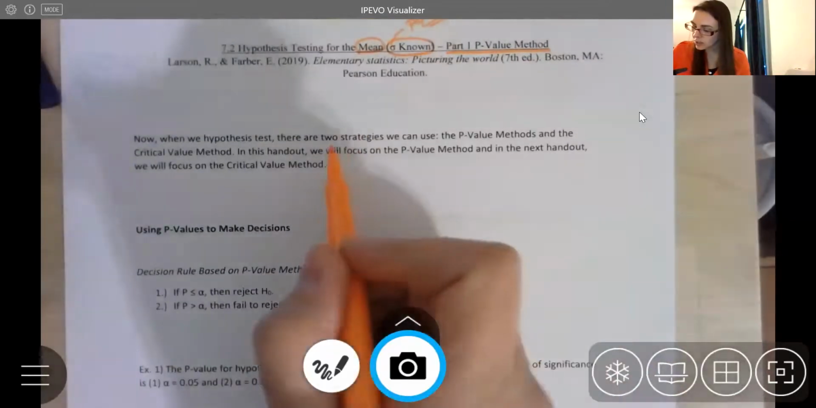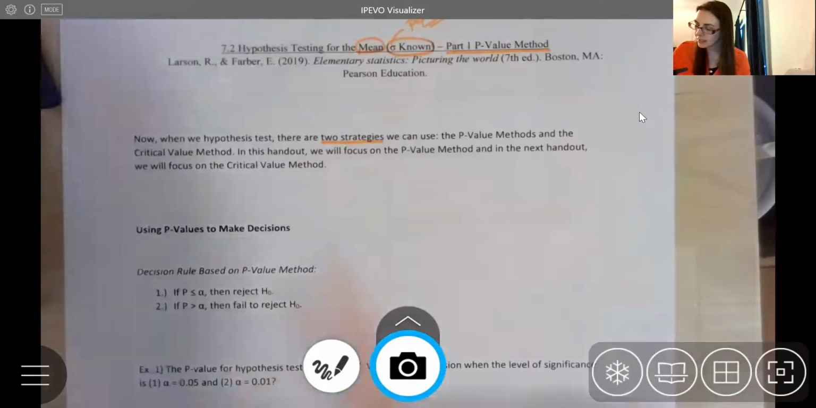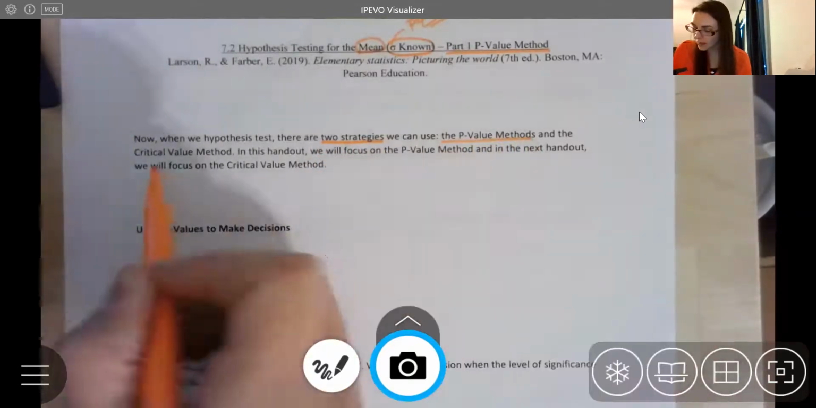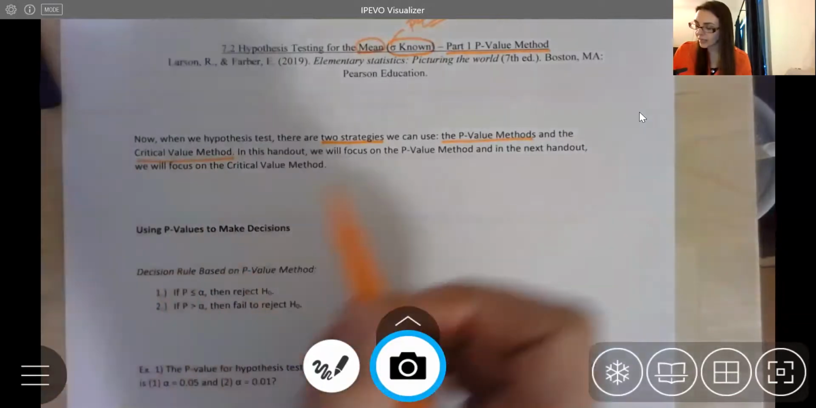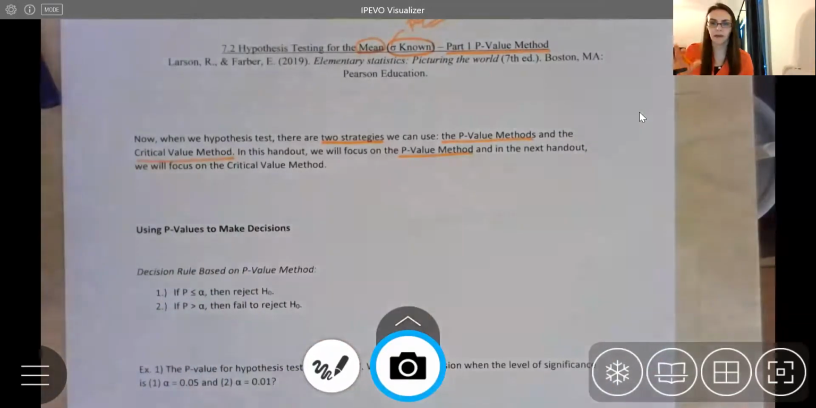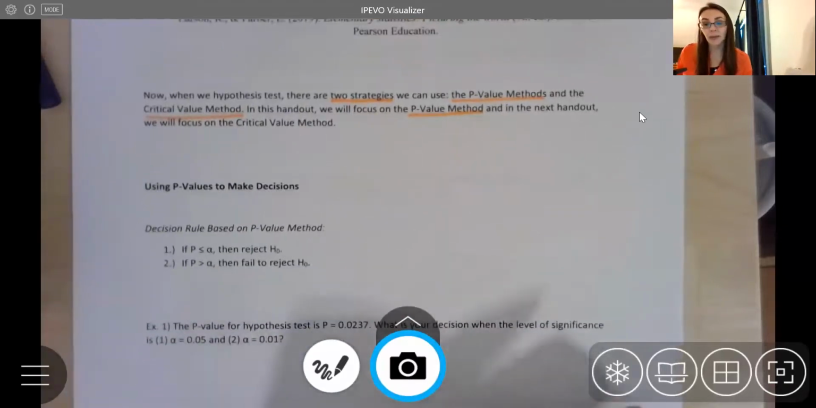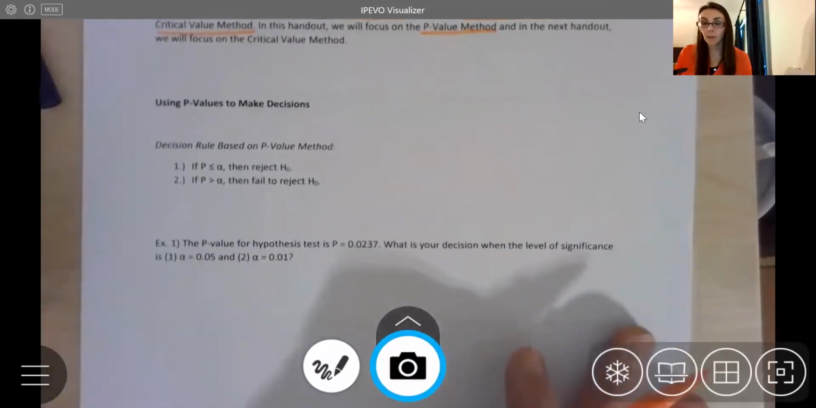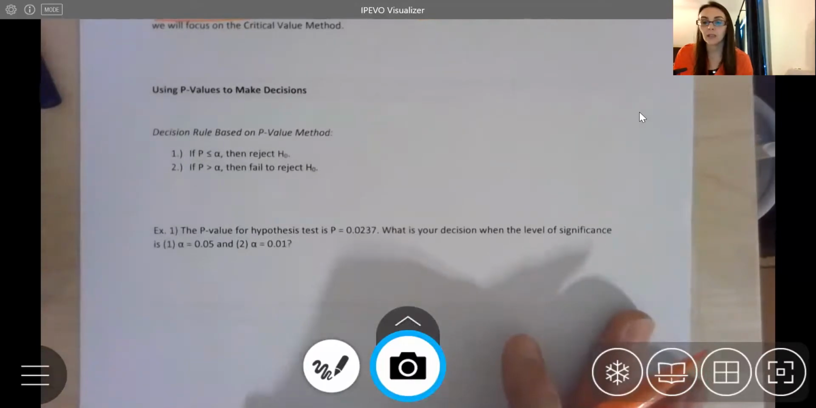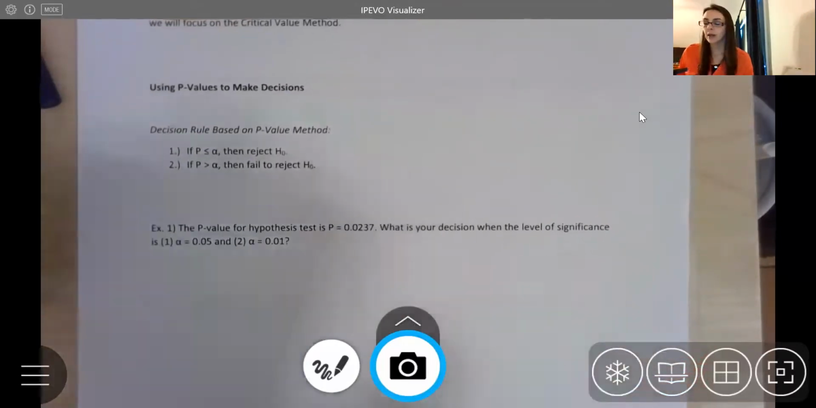All right, so again, as I mentioned, there are two strategies when we hypothesis test. We have the p-value method and the critical value method. In this handout, we're going to focus just on the p-value method. I like the p-value method. I think it tends to be used a lot more because it's very easy to use with technology. It's a nice method, and you do see it a lot. If you see p-values in research, they're using the p-value method for their hypothesis testing.